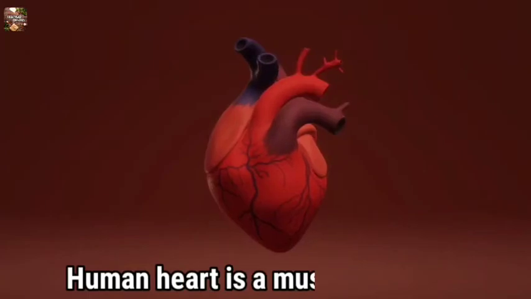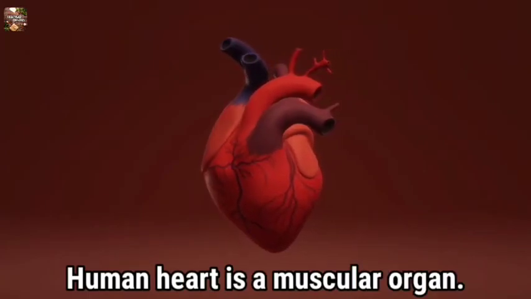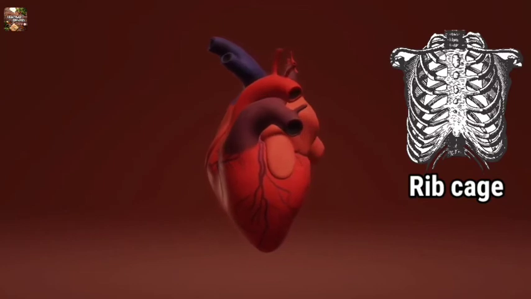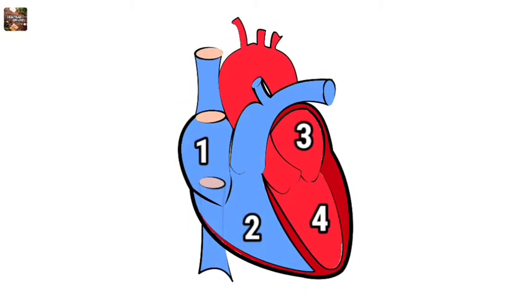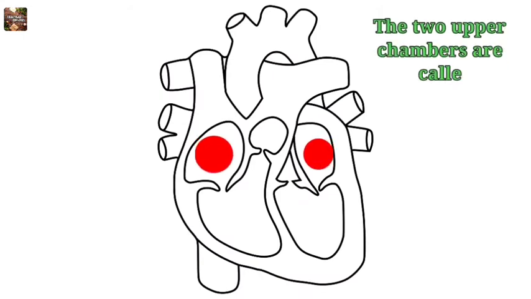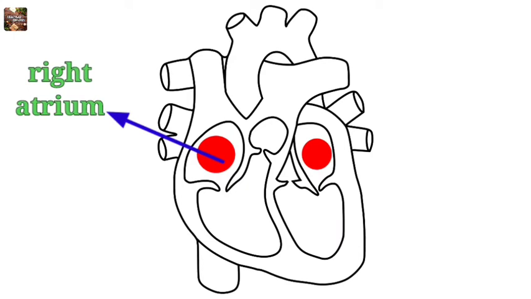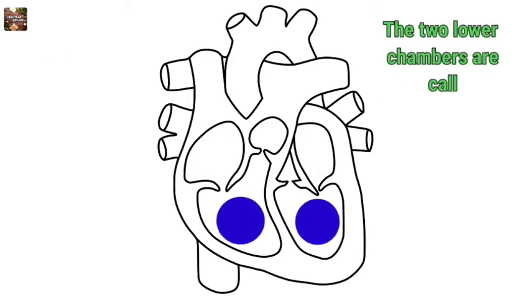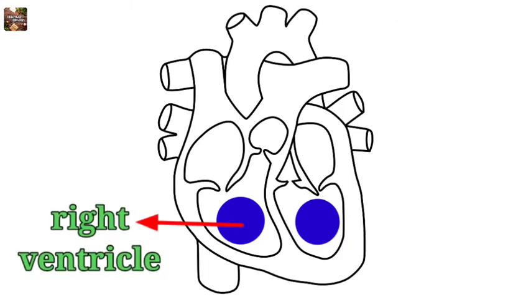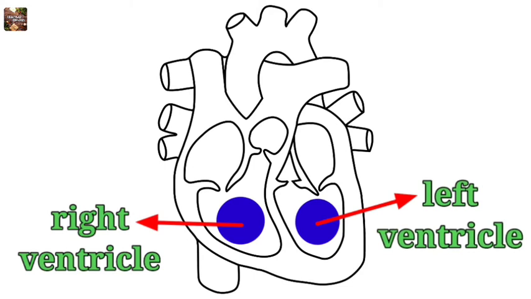The human heart is a muscular organ which is protected within the rib cage. The heart is divided into four chambers. The two upper chambers are called atria, the right atrium and left atrium, and the two lower chambers are called ventricles, the right ventricle and left ventricle.